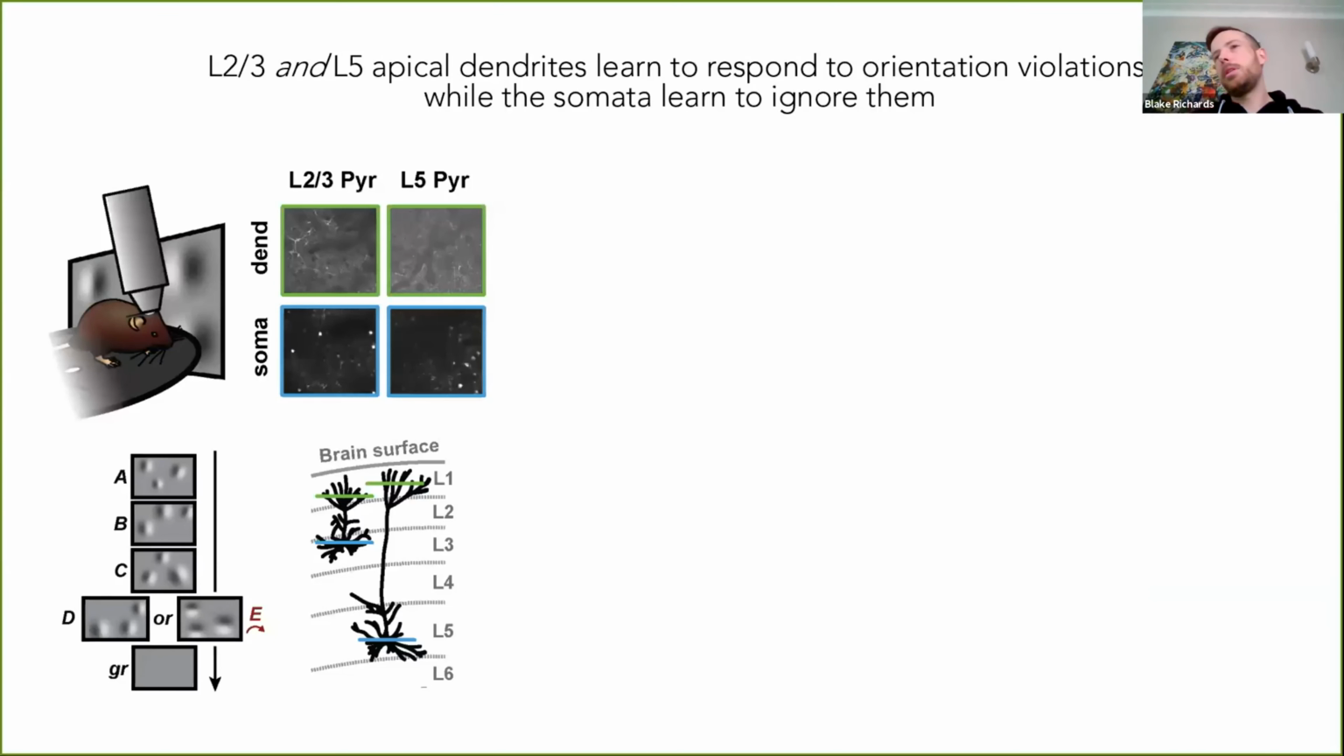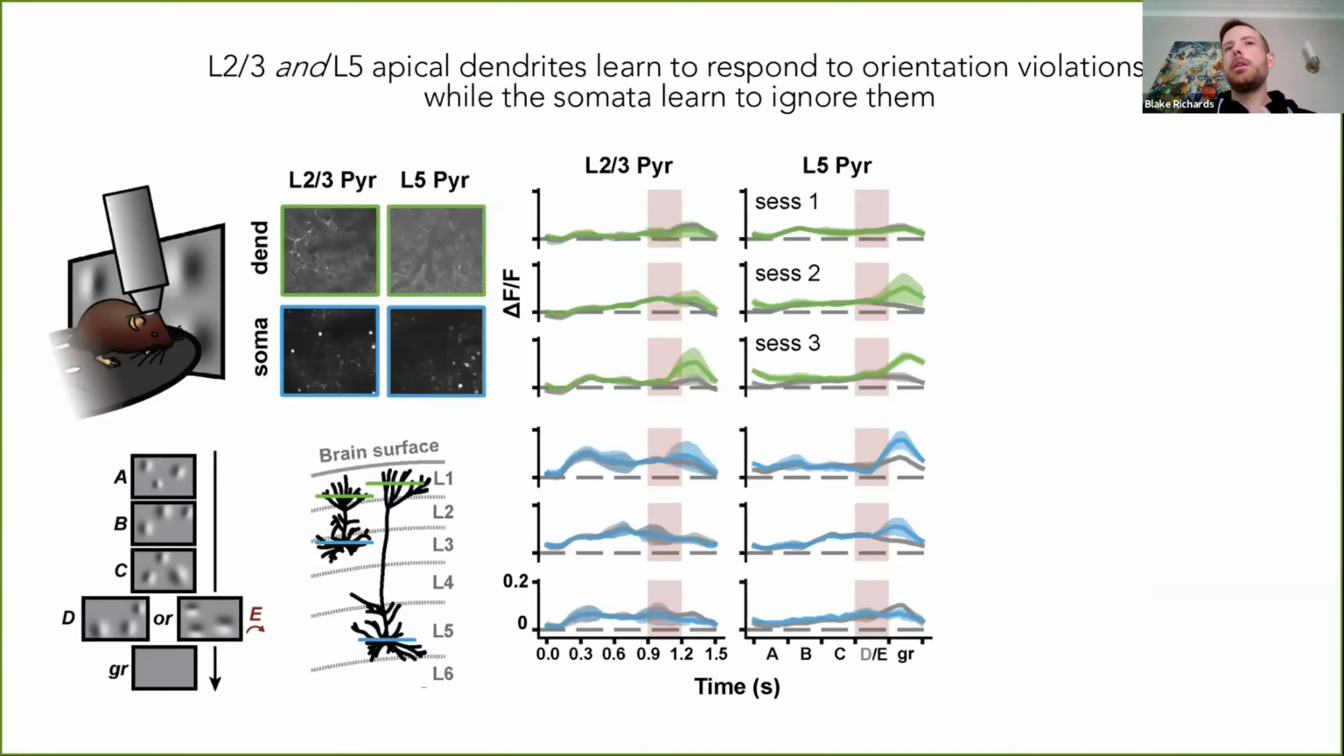Now, what we found in summary, because this is a relatively short talk, so I'm going to keep it brief, is that effectively we saw a very interesting distinction between how the somata and the apical dendrites responded in these 2 cell types. So what we found is that at the start of the imaging sessions, the somata, which are the blue traces down here, showed larger responses.